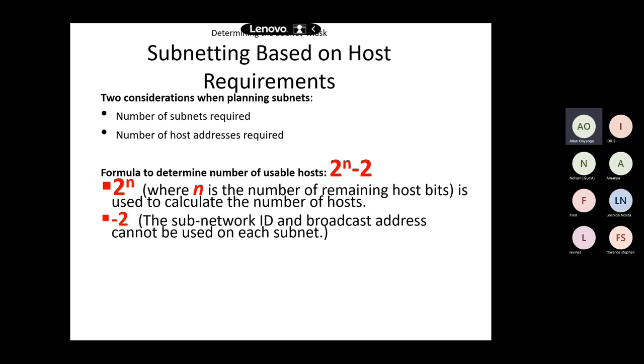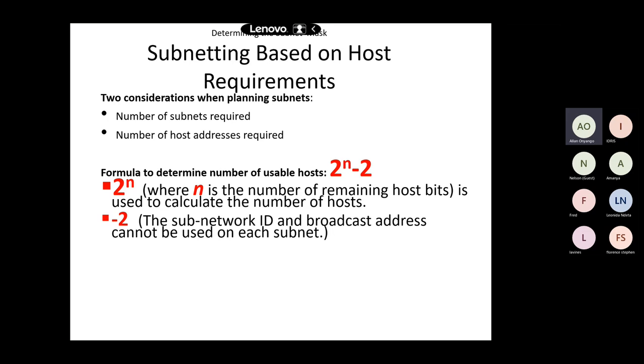And so, to get the number of networks, we are going to borrow. So note that word, borrow. To get the number of networks or subnets, we are going to borrow bits. And to get the number of hosts, we are going to reserve bits. So networks or subnets, you borrow; host, you reserve.